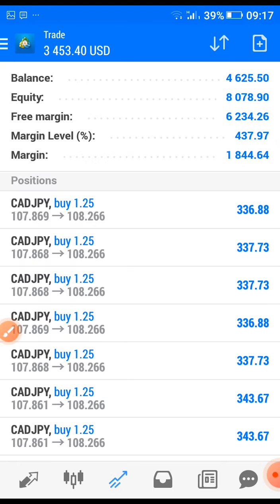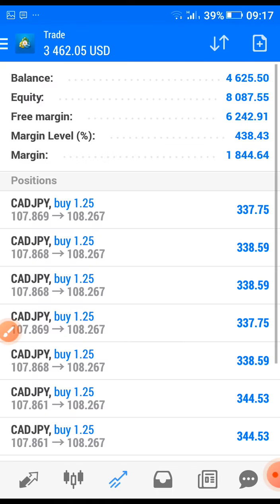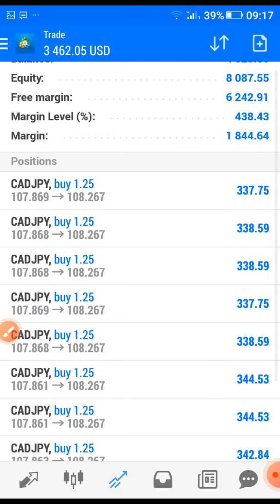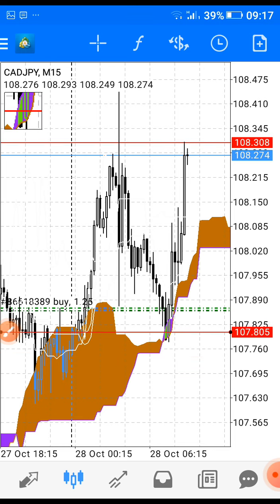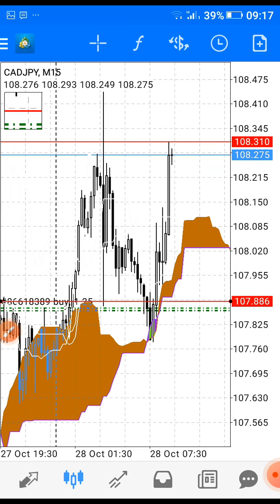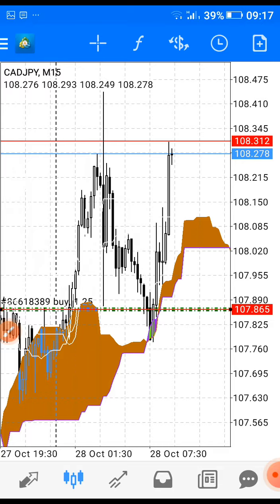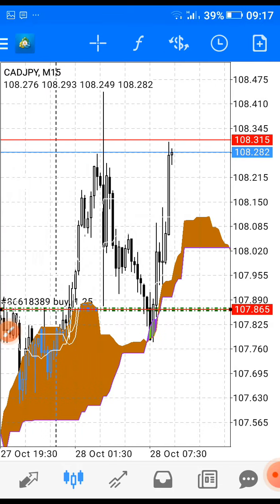I want to show you guys how I trade using this strategy, step by step, and how I got this entry. I took the trade, and currently it's running over 3,000 US dollars. You can see where I entered this trade from, 107.865.